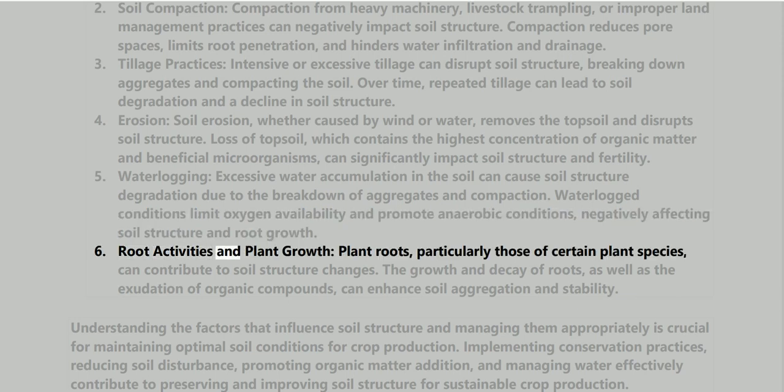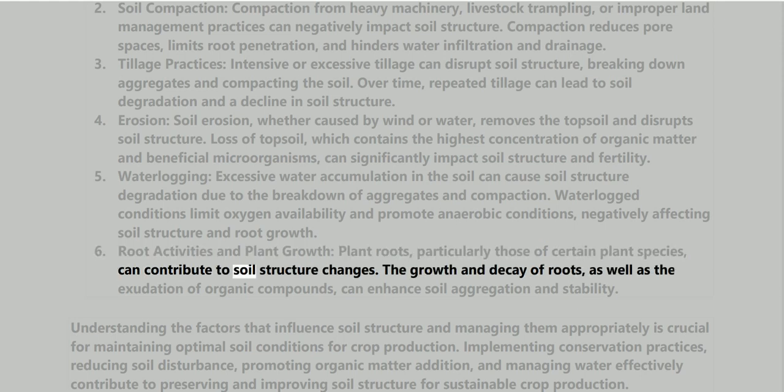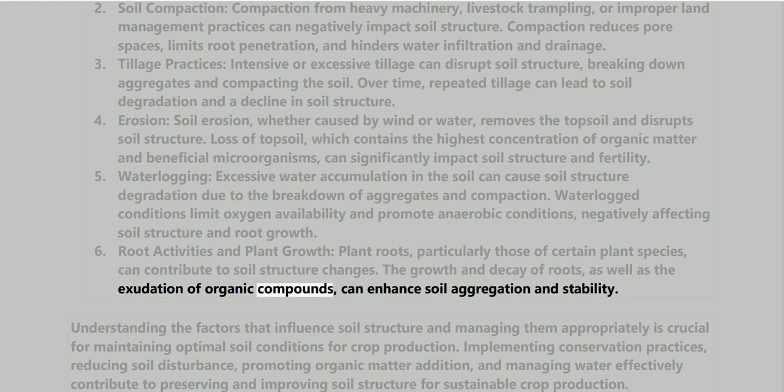6. Root activities and plant growth. Plant roots, particularly those of certain plant species, can contribute to soil structure changes. The growth and decay of roots, as well as the exudation of organic compounds, can enhance soil aggregation and stability.